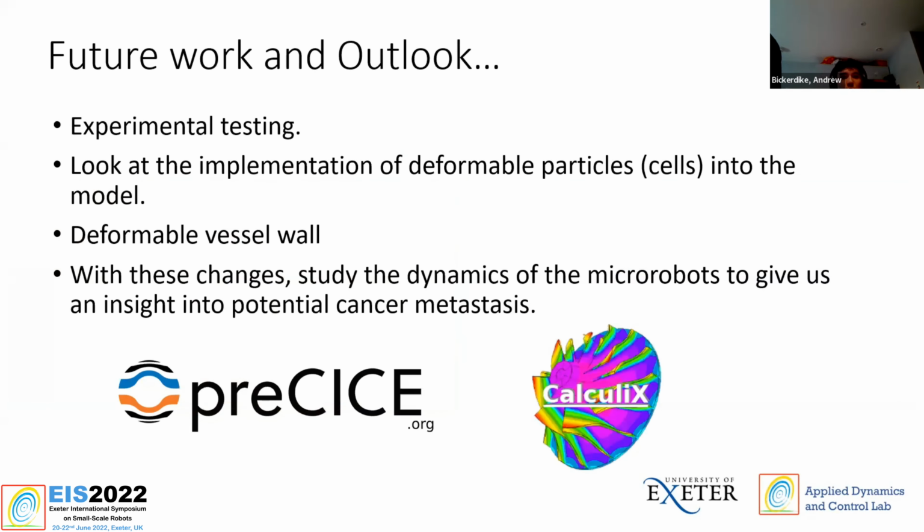Next, we've got to look at future work and the outlook of this project. First off, obviously it would be very useful for us to test experimentally, but with regards to the computational model we have at the moment, I'm looking at maybe implementing deformable particles. These would probably be the constituent cells of the blood, so both the red blood cells and even the circulating tumour cells we talked about at the beginning, in addition to realistic behaviour of the deformable nature of the blood vessel walls. So all in all, we'll use these changes to really study the dynamics of our microrobots to give us a helpful insight into the potential of colorectal cancer metastases.